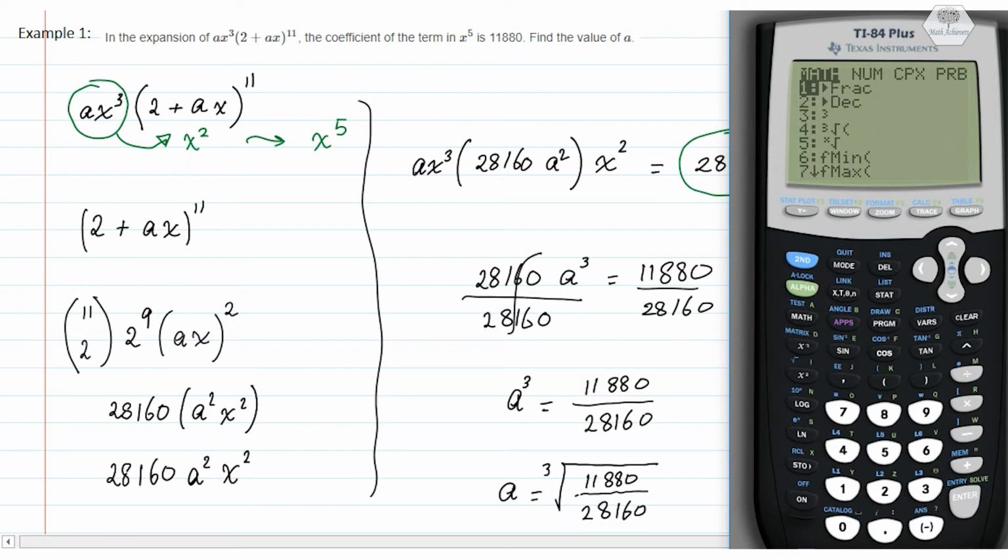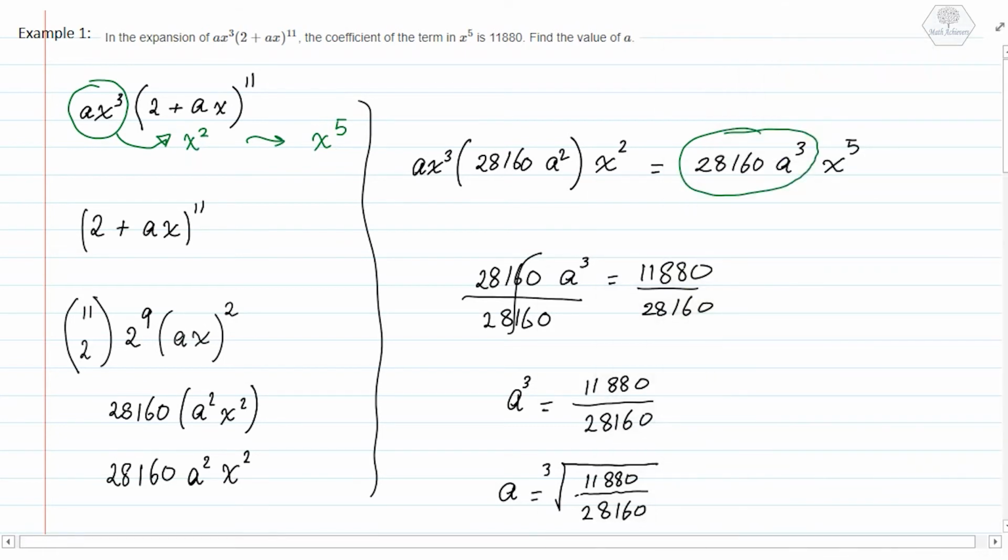So we go to math as well to find the cubic root. It's choice number 4. I go to 4. I'm having a bracket. It's the cubic root of 11,880 divided by 28,160. I close the bracket, and it is equal to 0.75. The value of a is equal to 0.75, which is equal to 3 over 4. Whatever you can write it, either as 0.75 or 3 over 4. Both ways are correct. The most important thing to know is we have to give most of our answers to 3 significant figures. This is example 1.